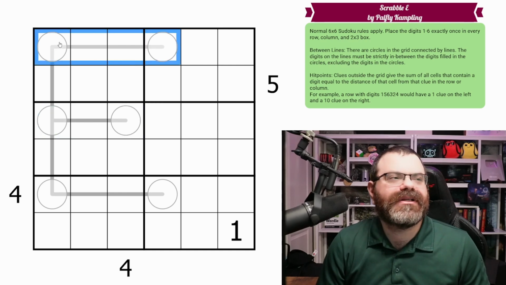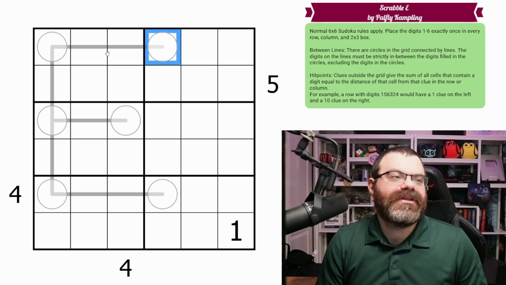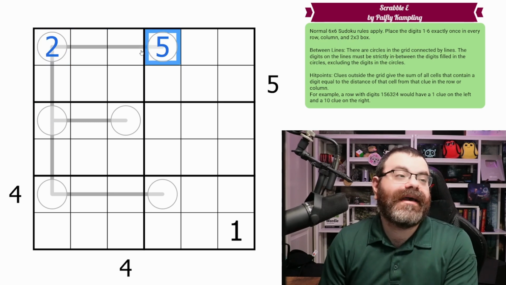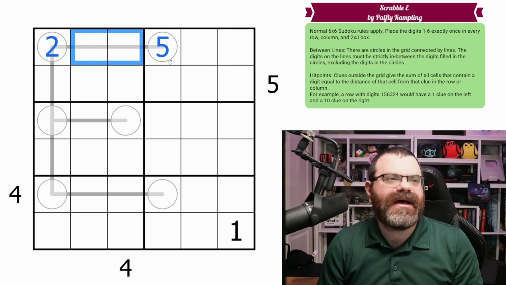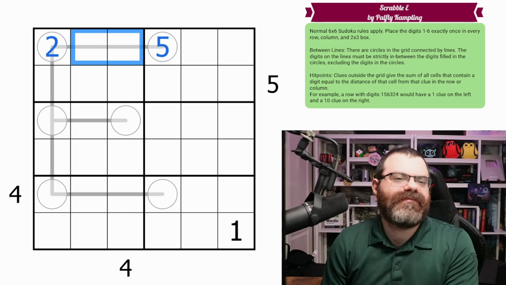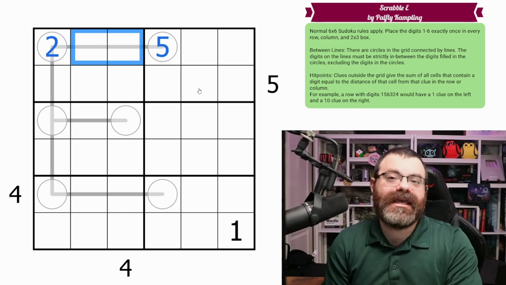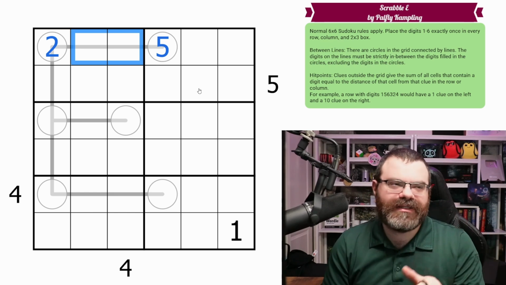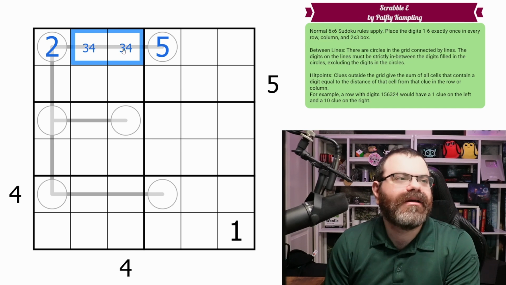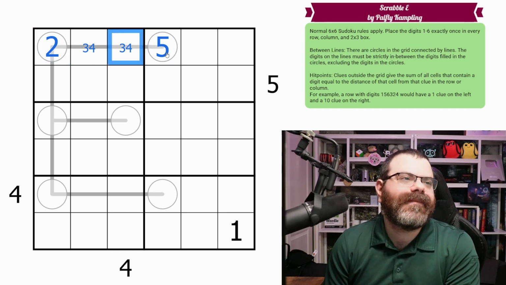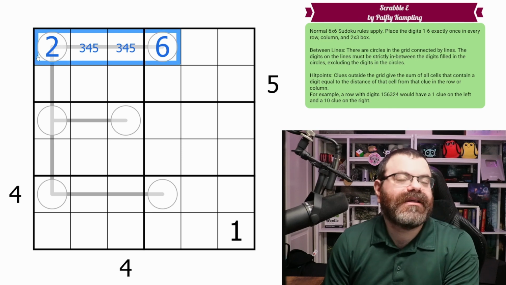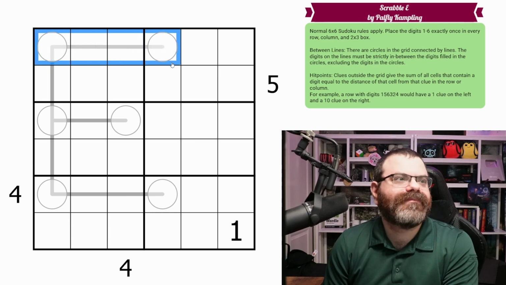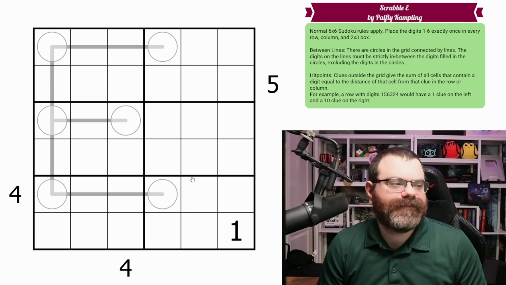And the way between lines work is there's two circles that are then connected by a line. Whatever digits go in the circles, say this was 2 and 5, the digits that are on the line have to always be strictly in between those bounds. So these have to be in between 2 and 5. So we can't use the 2 or 5. We can't use anything outside the range. We can't use 1 or 6. So these would actually have to be a 3-4 pair in this case, if this was 2-5 like that. If we were 2-6, then these could be 3, 4, or 5, as long as they're in between the two bounds. All right, we also have hit points.